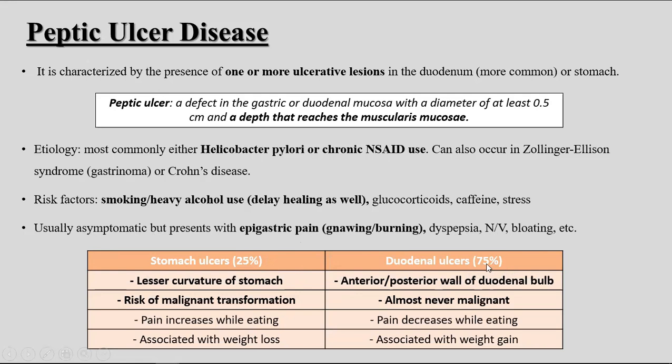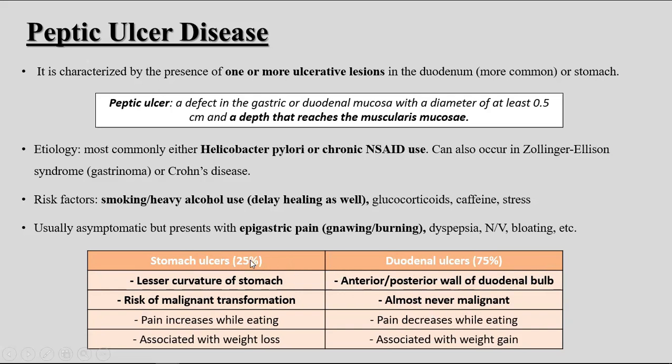If you talk about stomach ulcers and duodenal ulcers, like I told you, duodenal ulcers are a lot more common. 75% of peptic ulcer disease is in the duodenum. In the duodenum, they're very typically located in the anterior or posterior wall of the duodenal bulb. The duodenal bulb is the part just distal to the pyloric sphincter. So after the pylorus of the stomach, you have the duodenal bulb, and in the anterior or posterior wall is where you usually find these duodenal ulcers. In the stomach, you usually find them on the lesser curvature. Now, even though stomach ulcers are a lot less common, they actually have a much higher risk of malignant transformation, whereas duodenal ulcers are almost never malignant.